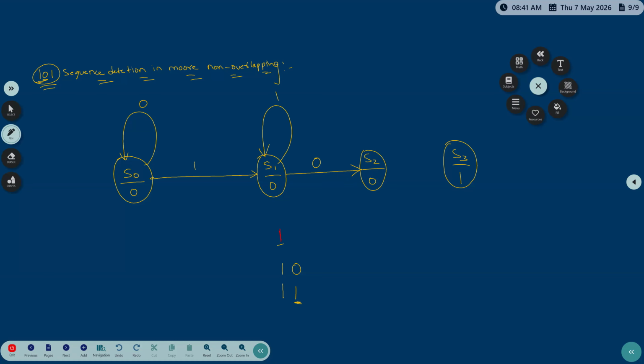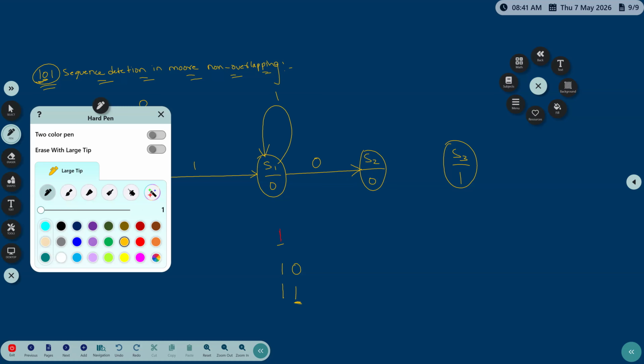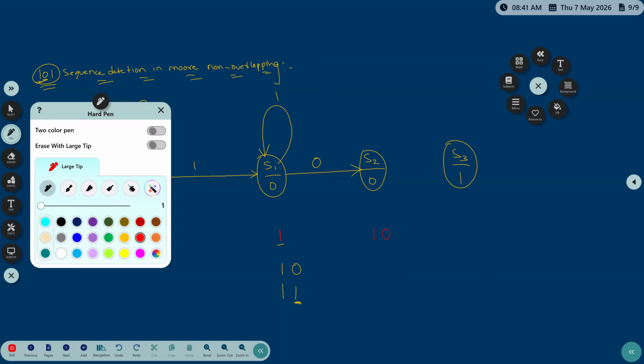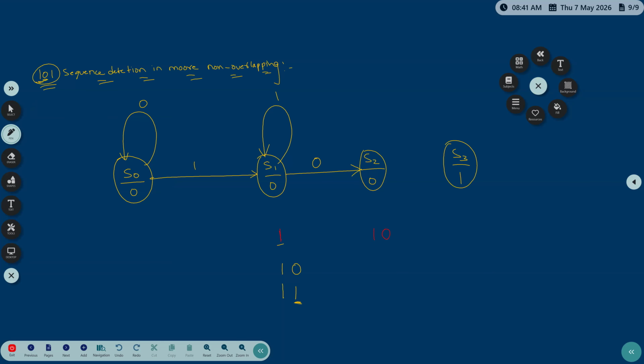So now at S2, you need to come to here, where we already detected 1 0, right? 1 0 already detected. So now after this, what can we get? Either we can get 1 0 1 or 1 0 0. Two cases will be there.